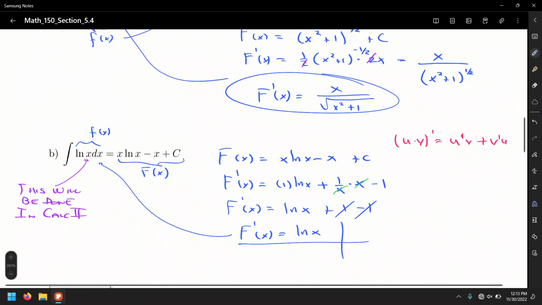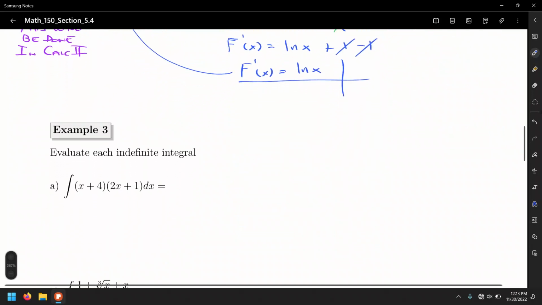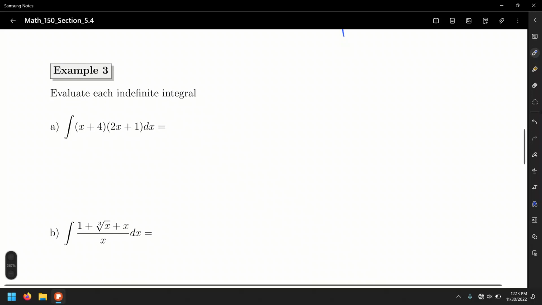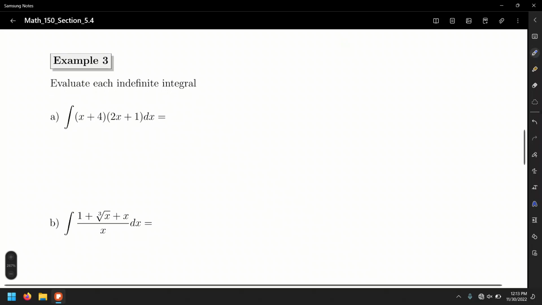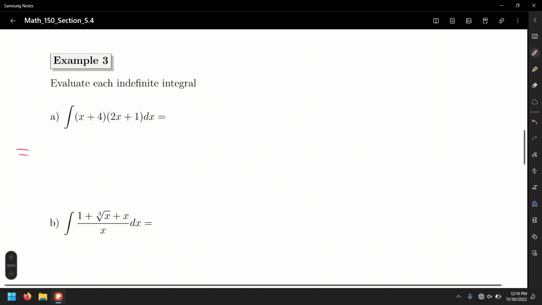All right. So what else do we have? We have more integrals right here. Evaluate each indefinite integral. However, notice how these functions are a little weird. In fact, we cannot just integrate these functions just yet. Be careful. One thing I would like to point out is that this is not the integral of x plus 4 dx times the integral of 2x plus 1 dx.